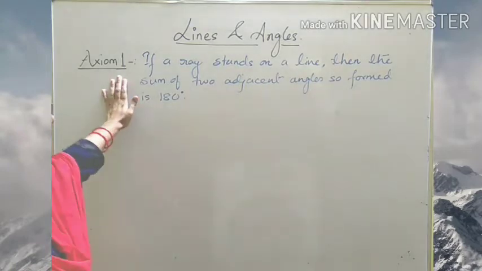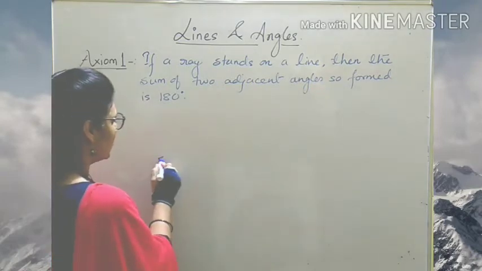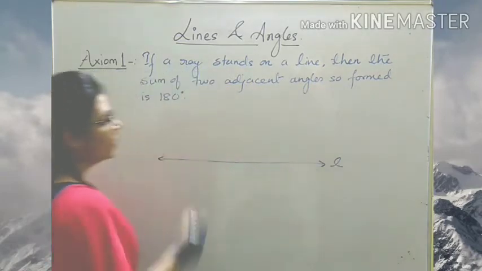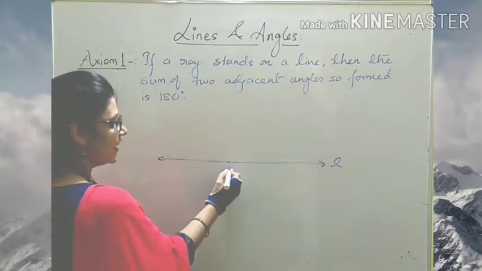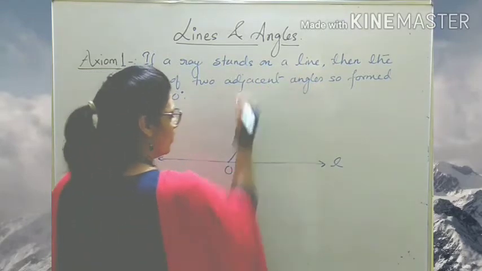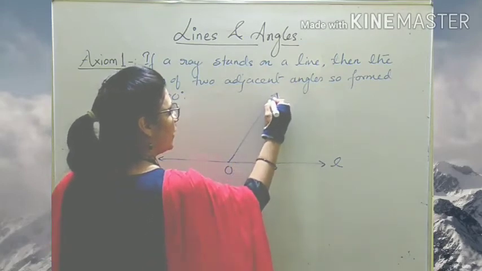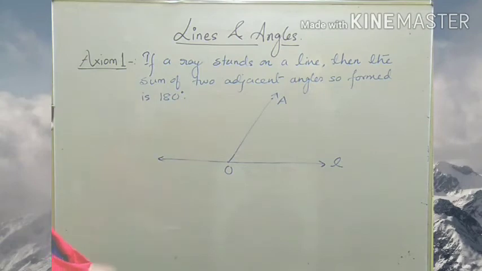Now here our first axiom is if a ray stands on a line then the sum of two adjacent angles so formed is 180 degrees. So what it is saying, if a ray stands on a line, now suppose we are having this line L. Now if a ray stands on a line, so this is a line and we are having a point O suppose, and this OA be the ray which stands on the line.